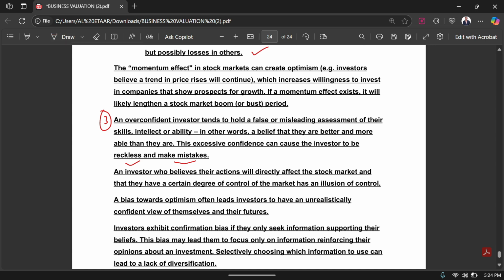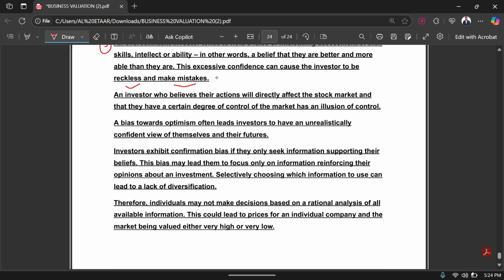Then it says that an investor who believes their action will directly affect the stock market and they have a certain degree of control of the market has an illusion of control. A bias towards optimism often leads investors to have an unrealistically confident view of themselves and their futures. Investors exhibit confirmation bias if they only seek information that supports their belief. Information that goes against my belief, I'm going to ignore that. I'm just going to look for information that supports my belief. That is called the confirmation bias, right?